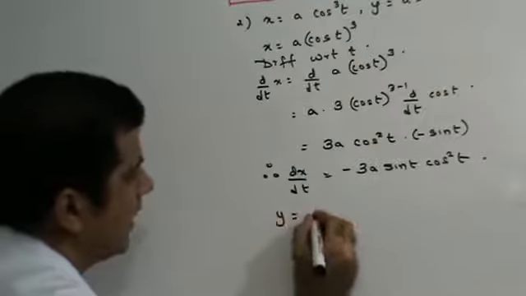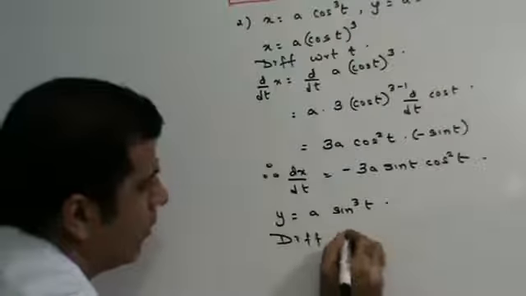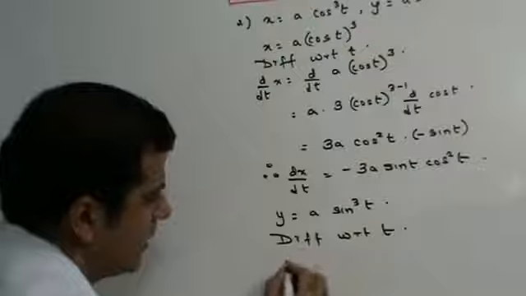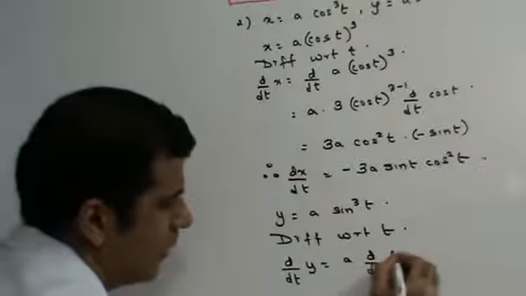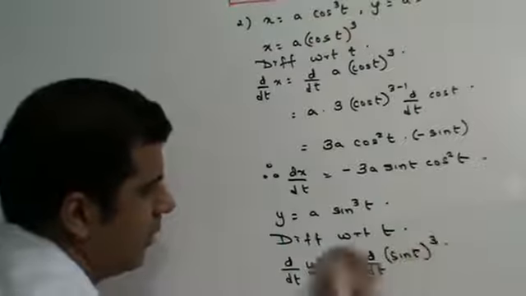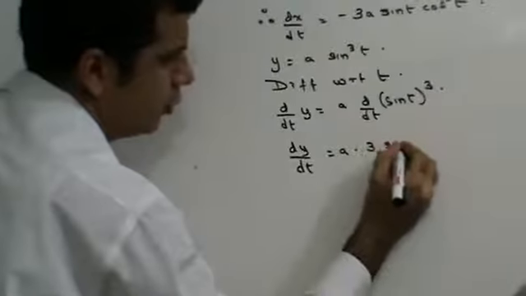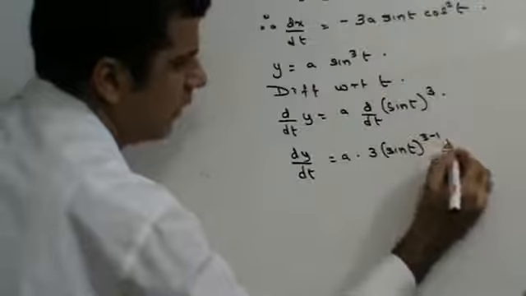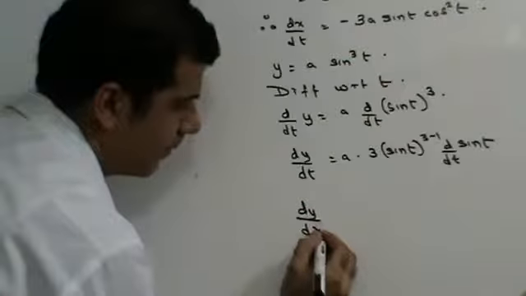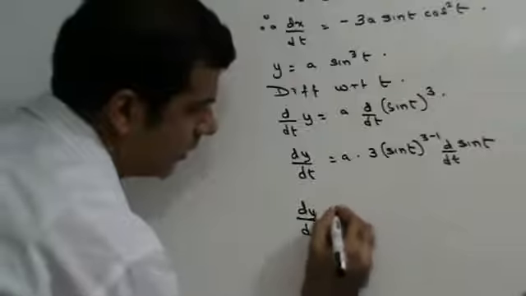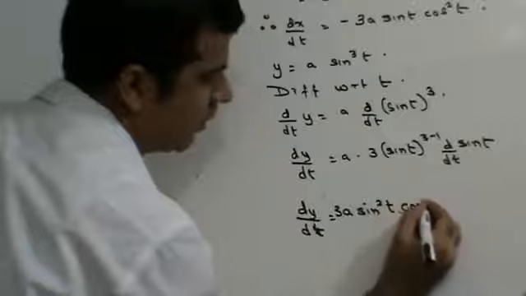Now similarly I can say y is equal to a sin cube t. Differentiate with respect to t. So d by dt of y is a d by dt of sin cube t, which can be written as sin t the whole cube. Same formula, u raised to n, n u raised to n minus 1 d by dt of sin t. So you will get dy by dt is 3a sin square t. D by dt of sin t is nothing but cos t.